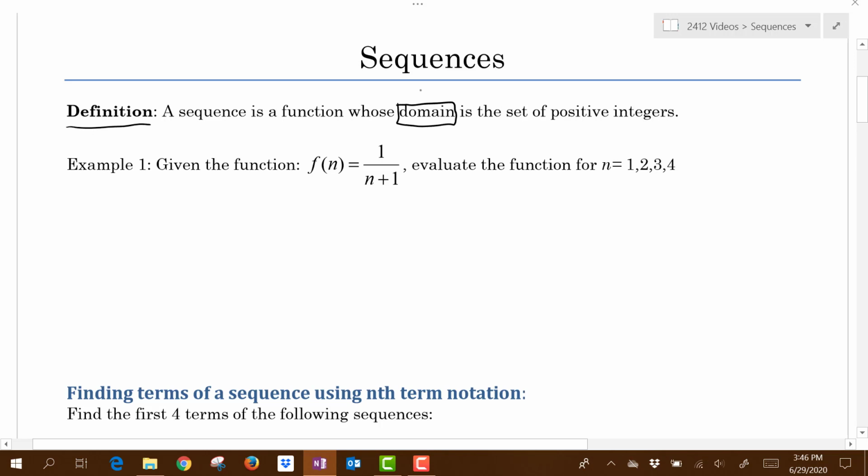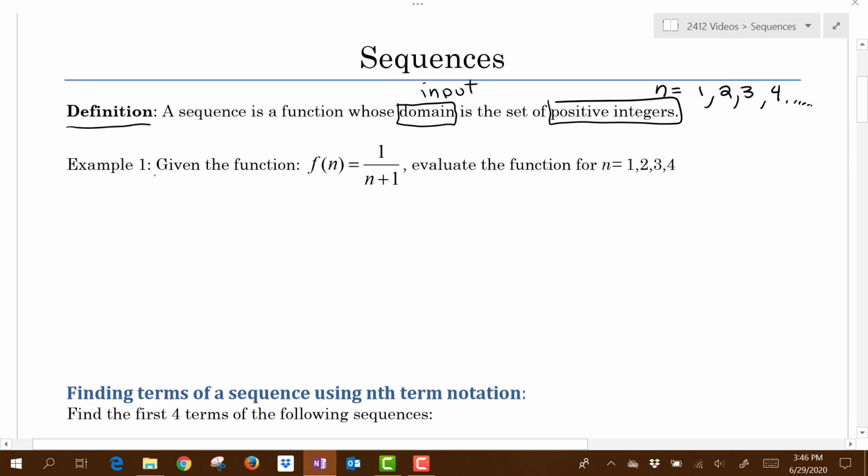Domain means the input, so this is what goes into the function. And positive integers, we're talking about positive 1, positive 2, positive 3, positive 4, and so on. So we're not allowed to put any fractions or negative numbers or 0 into these functions.